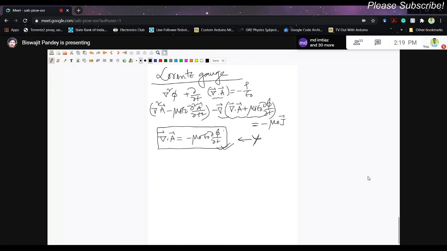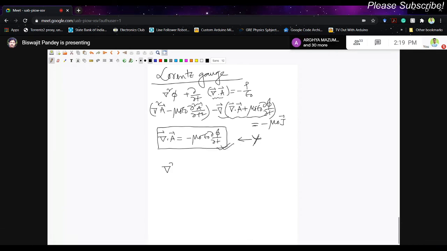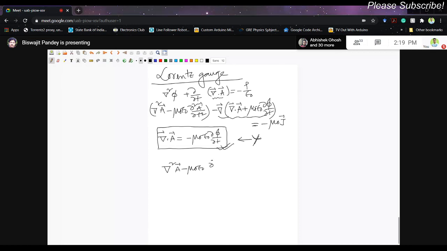So what we are left with from the second equation is, I'm writing the second equation first, Laplacian of A minus mu naught epsilon naught del squared A del t squared equal to minus mu 0 j.